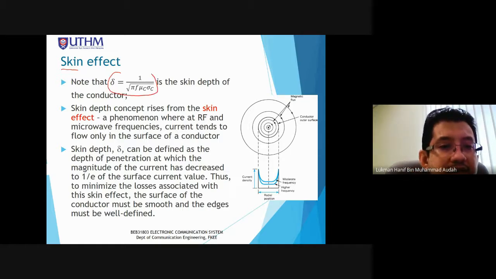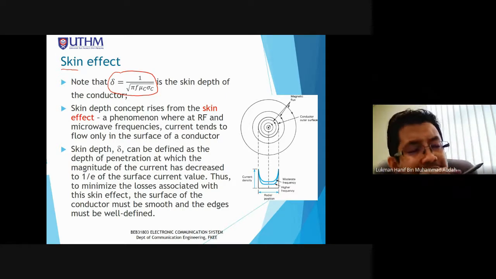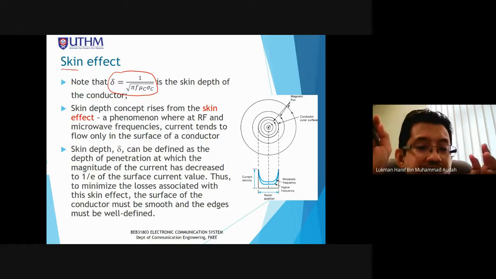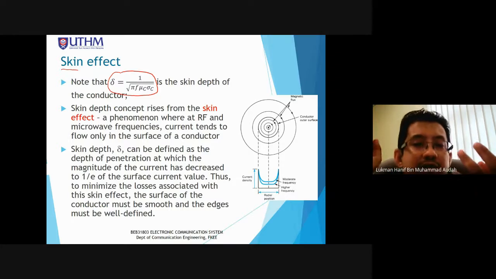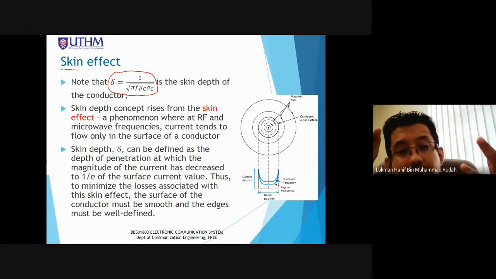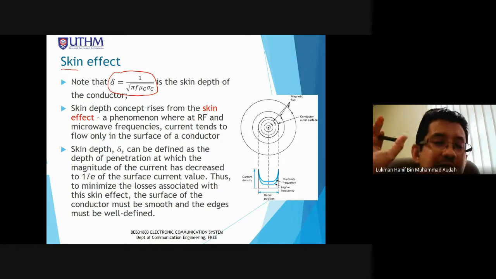Skin effect ini pernah ditanya satu ketika dahulu dalam final exam. Kita tanya small questions, kita tanya apakah itu skin effect. That's it. Pernah ditanya. Okay. Kamu perlu tahulah skin effect ni adalah satu fenomena yang berlaku pada frekuensi yang tinggi yang mana gelombang itu seolah-olah bergerak pada permukaan conductor. That's it. Okay.